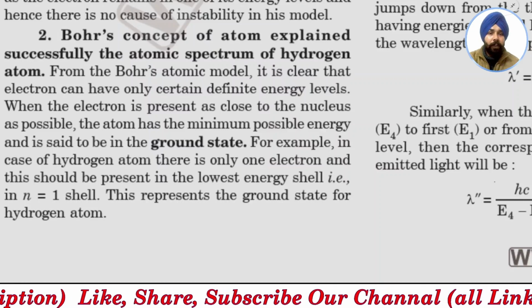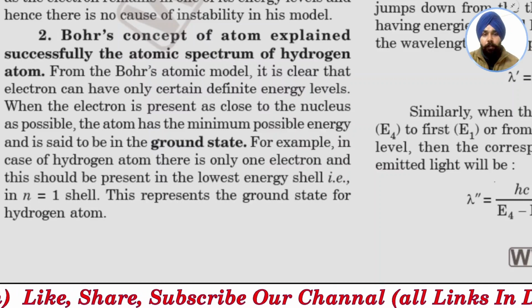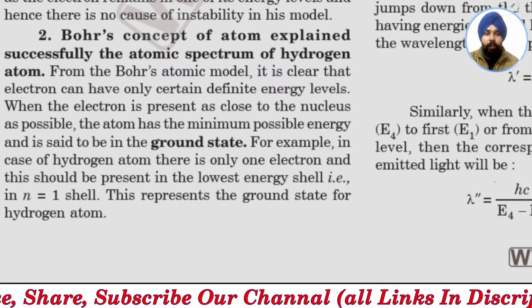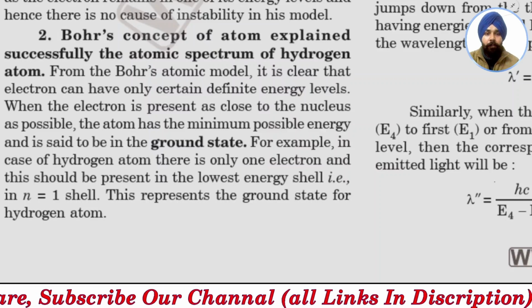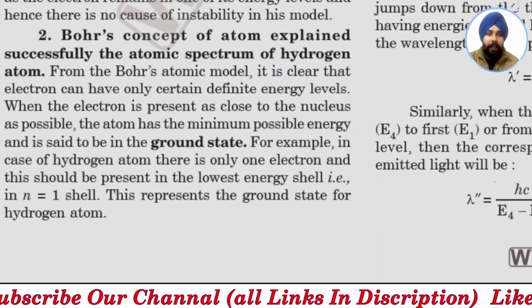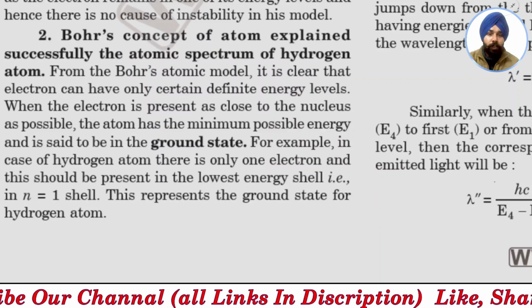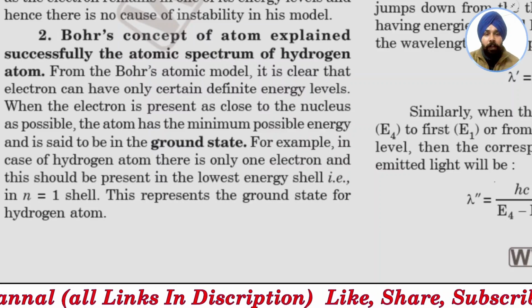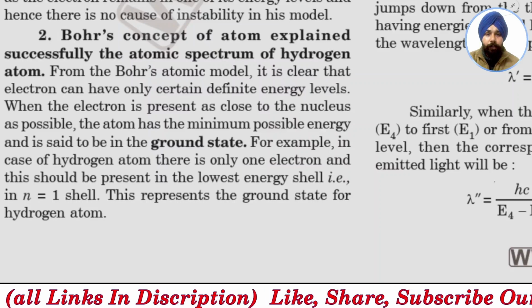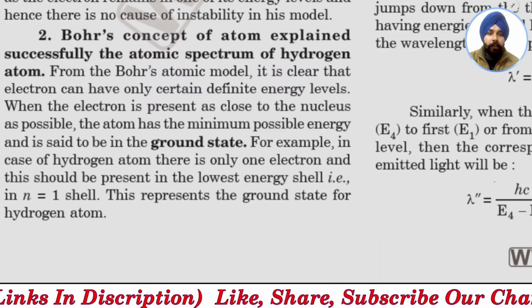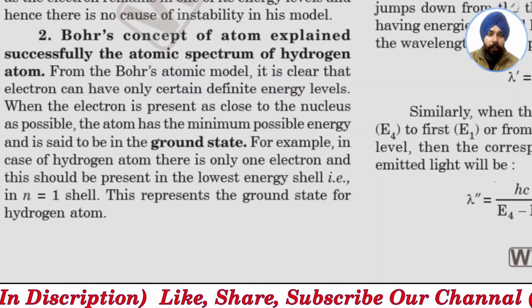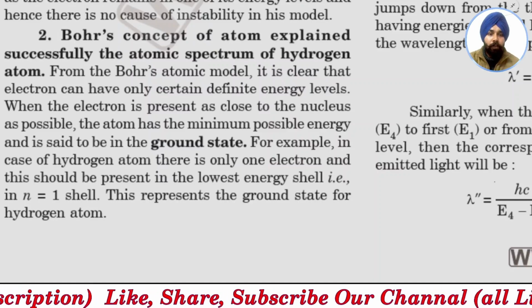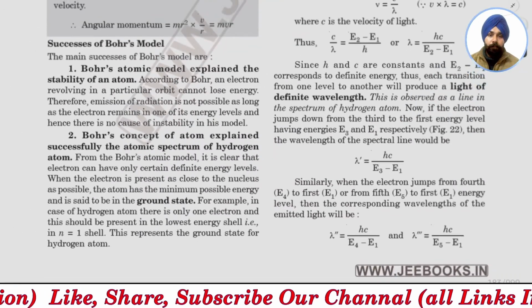From Bohr's atomic model, it is clear that an electron can have only certain definite energy levels. When the electron is as close to the nucleus as possible, the atom has the minimum possible energy and is said to be in the ground state. For example, in a hydrogen atom there is only one electron, and it is present in the lowest energy shell, n equal to 1. This represents the ground state of the hydrogen atom.